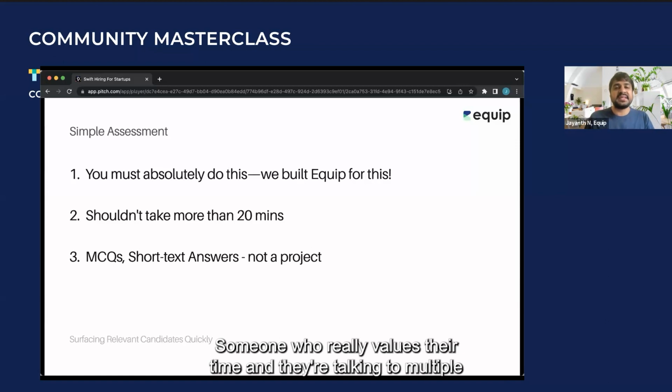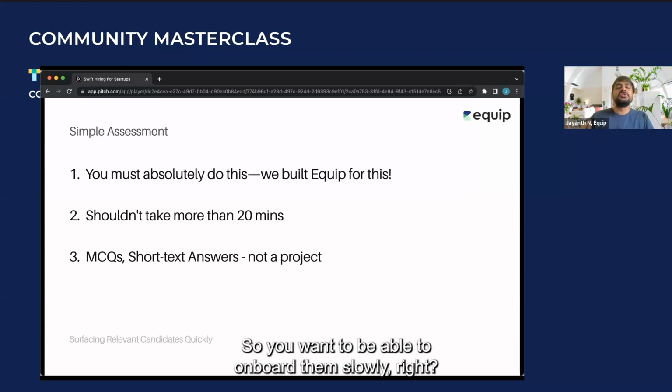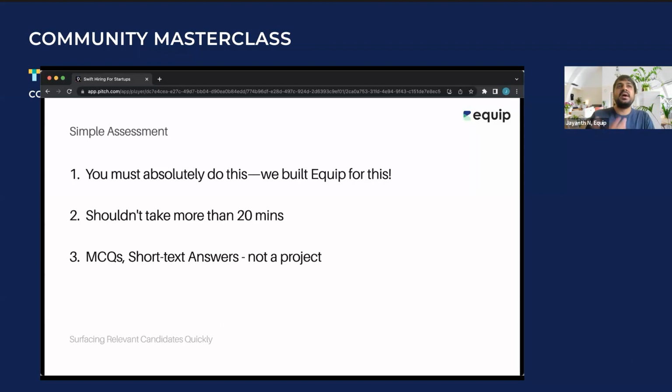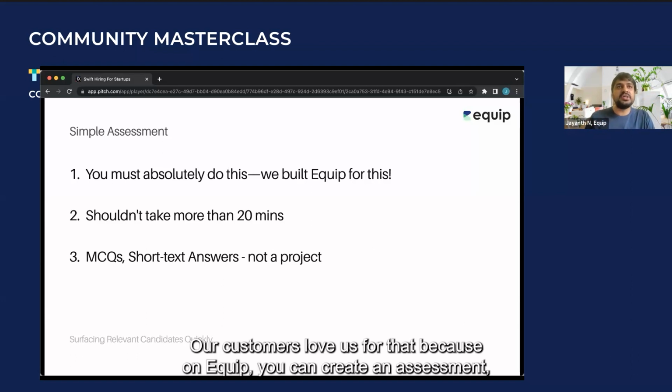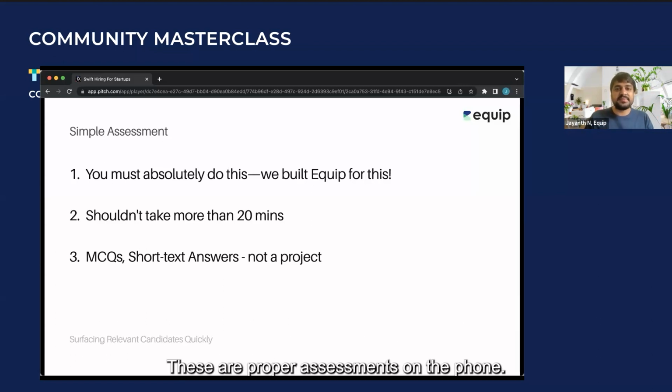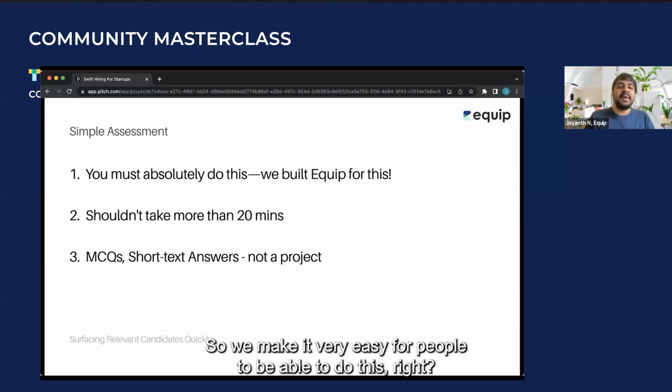Someone who really values their time and they're talking to multiple other people will not have the bandwidth to do this for you. So you want to be able to onboard them slowly, right? And so give them something that shouldn't take more than 20 minutes. Our customers love us for that, because on Equip, you can create an assessment, share it with candidates, and they can even take it on the phone, right? These are proper assessments on the phone. So we make it very easy for people to be able to do this, right?